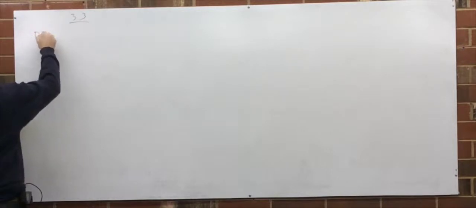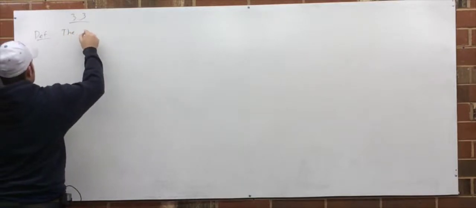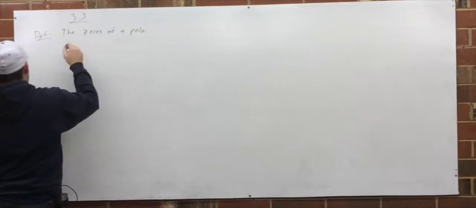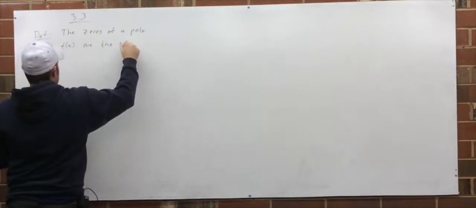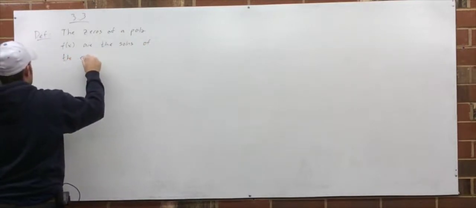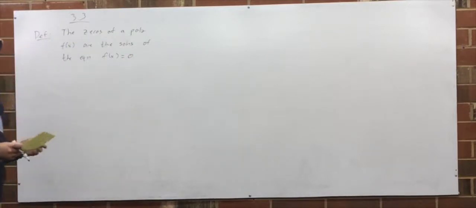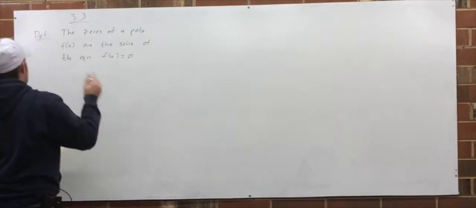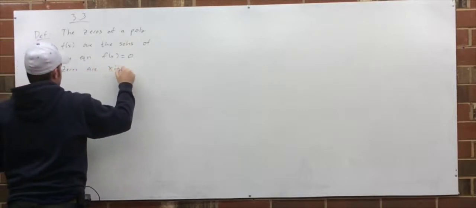Alright, so we're going to start off with a definition that we've already talked about, but we'll review it just in case. The zeros of a polynomial f of x are the solutions of the equation f of x equals 0. So remember, we talked about it before. Zeros are just the x-intercepts that make the function 0. So zeros are x-intercepts. Okay.